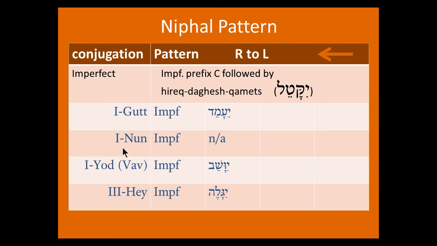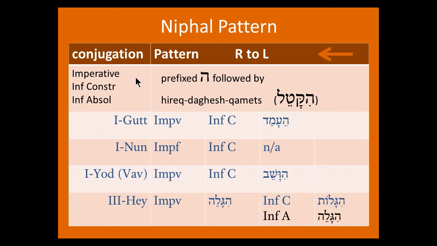Now, first noon, Futato did not give you any forms, so we're not going to worry about that. First yod, this will be very easy to recognize. Here's your yod prefix, and hirik, dagesh, qamets. Same pattern. It's just that the first yod of the lemma will change to a vav, but you have a discernible lemma there. And then third hey, consistency again. Prefix, hirik, dagesh, qamets. It's a nifal.